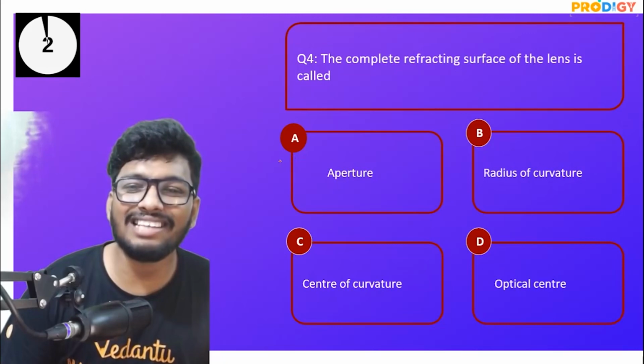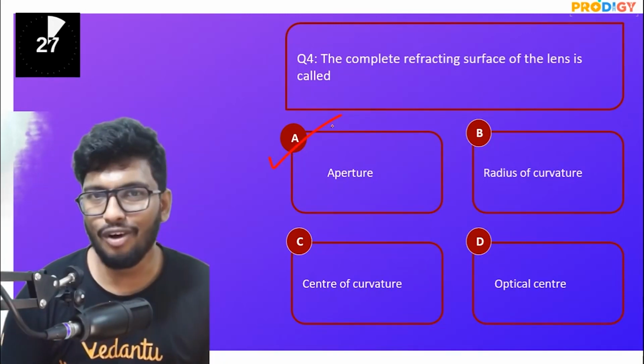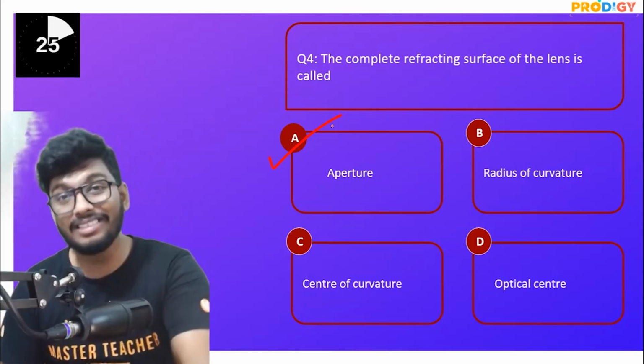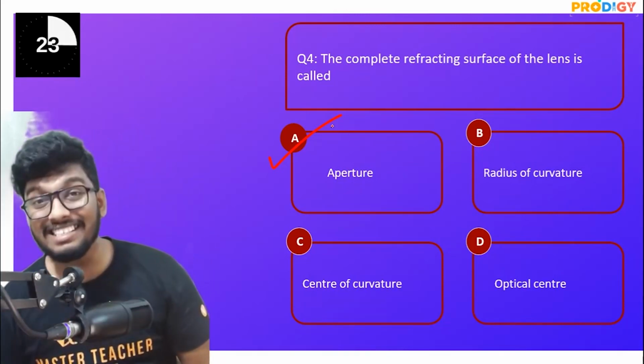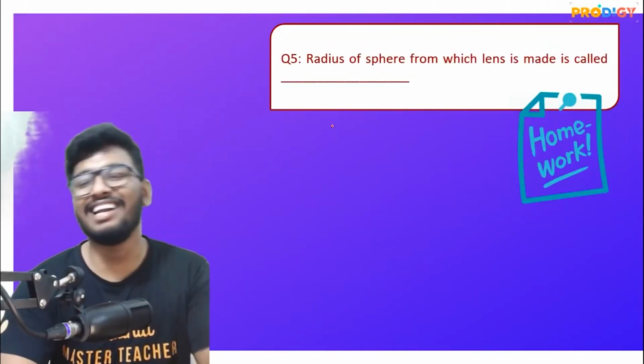It is called the aperture, people. The aperture is the complete refracting surface of a lens. In mirrors also it's called aperture. The complete reflecting surface is called aperture. Here it's called the complete refracting surface. That is the only difference.